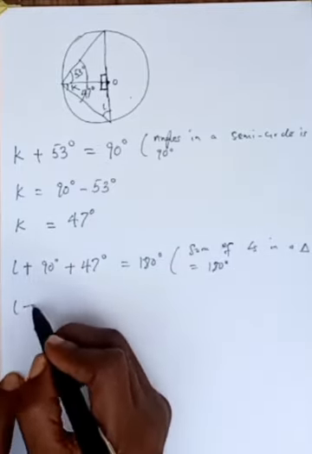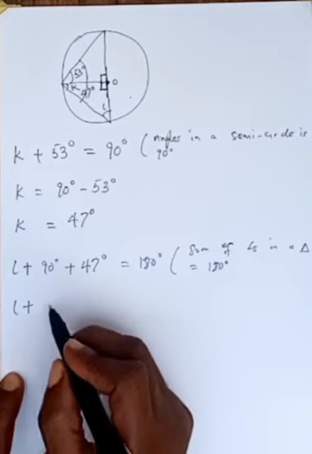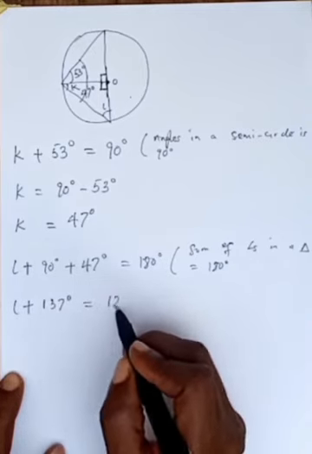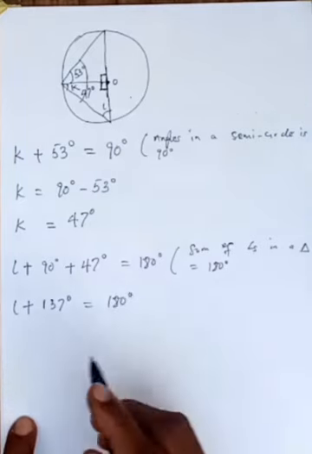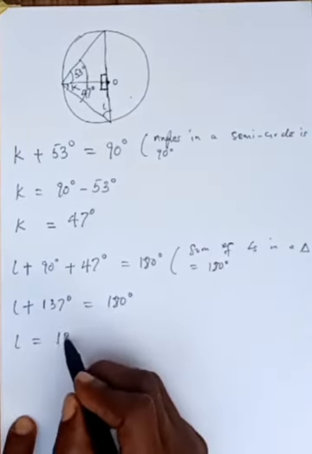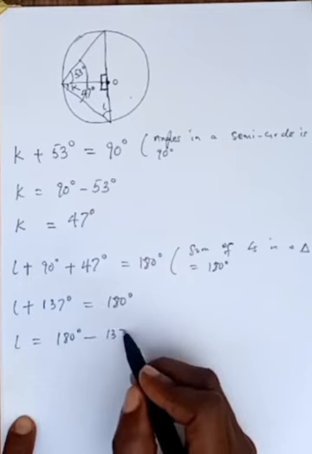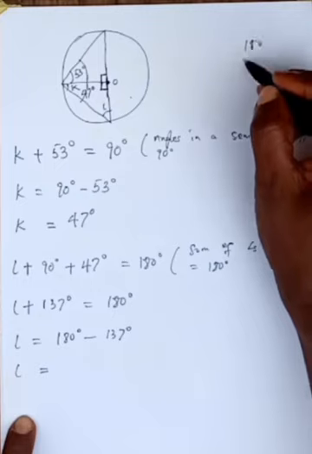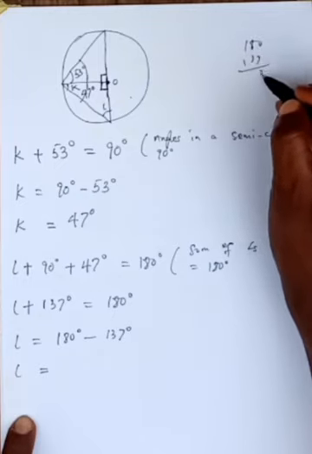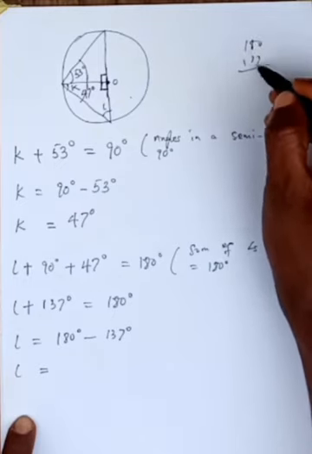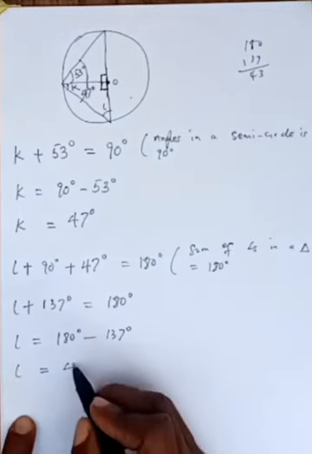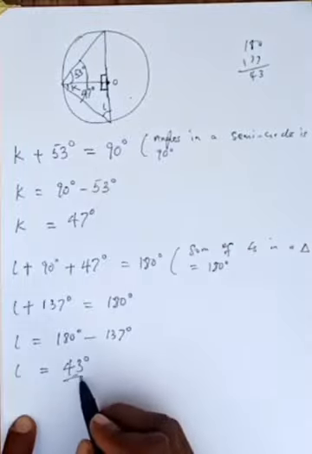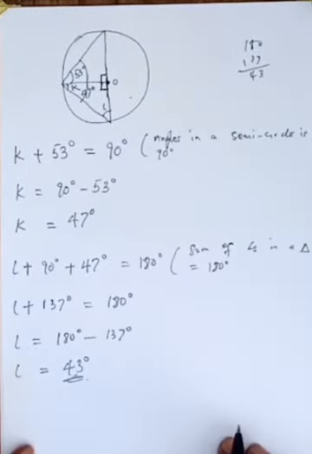So then we can say that L plus 90 plus 47, here gives 137 degrees, is equal to 180 degrees. So L here becomes 180 degrees minus 137 degrees, and L has the value of 43 degrees. So it automatically shows that what? L has the value of 43 degrees.